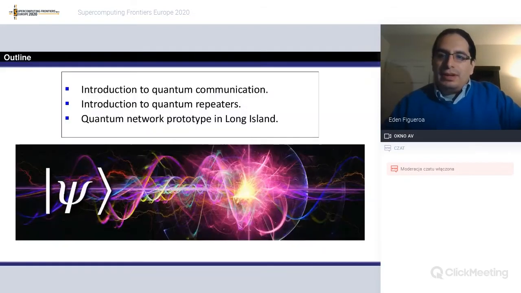So this is an outline of the talk that I would like to discuss with you. We're going to start describing the concept called quantum communication, and how this departs from the usual communication that we use right now to communicate over the internet, with signals in fibers. Then we will discuss a very important concept called a quantum repeater. This is basically the holy grail of quantum communication, and as I will tell you, there are a lot of groups around the world trying to build it. And then, to finish, we'll discuss the prototype of these types of networks that we are building on Long Island, trying to connect Stony Brook University, Brookhaven National Labs, and the city of New York.